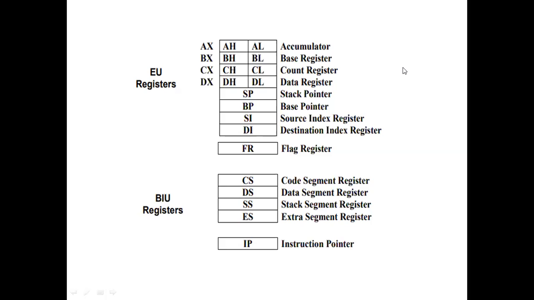Next, I'm going to the advantage of memory segmentation. Key advantage: the memory capacity to be 1 megabyte, actual address to be handled at 16-bit size.